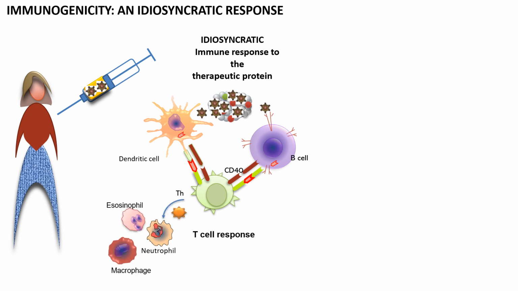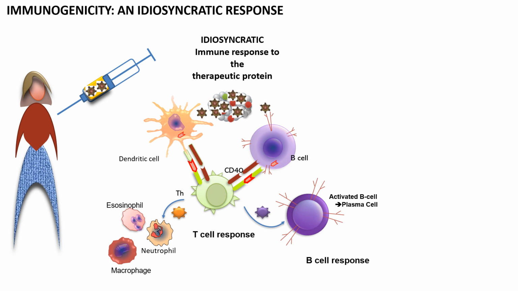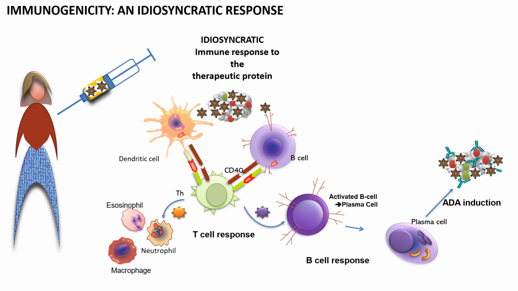Basically, this T cell response will produce certain cytokines that can activate eosinophils or neutrophils or macrophages. And these would be the cells that would be dealing with getting rid of that danger signal, because that's the whole point of the immune response. On the other hand, the T cell response can trigger a further B cell response with the appropriate cytokine stimulation. It activates B cells and makes them mature into plasma cells. It is the plasma cell that is responsible for the anti-drug antibody induction.